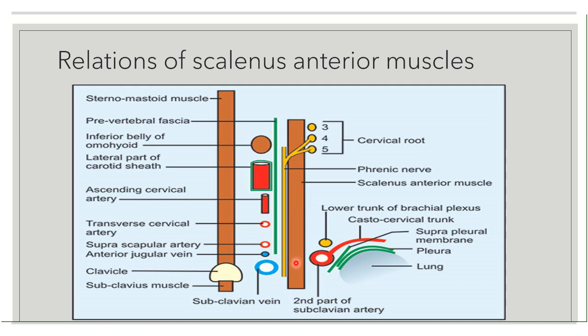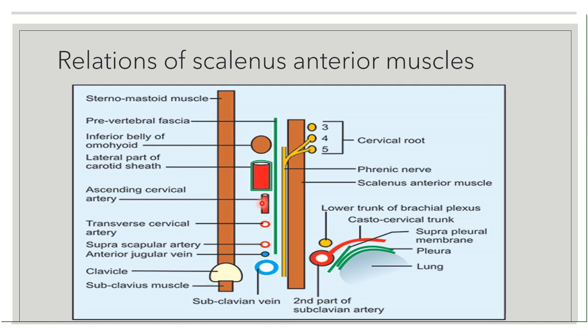So first of all, let's talk about the anterior relations of scalenus anterior muscle. Just anterior to this scalenus anterior muscle, there is this phrenic nerve, which is covered by this layer of fascia, which is called pre-vertebral fascia. So first of all, phrenic nerve and then pre-vertebral fascia. Then you can see we have this inferior belly of omohyoid muscle, and the scalenus anterior muscle is related anteriorly to the lateral part of the carotid sheath with the internal jugular vein.